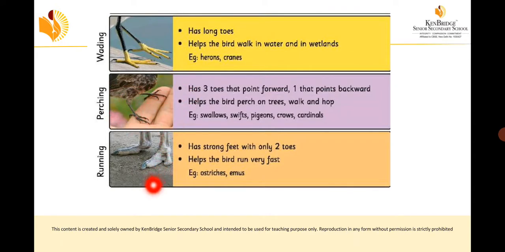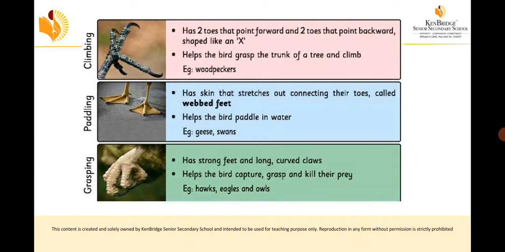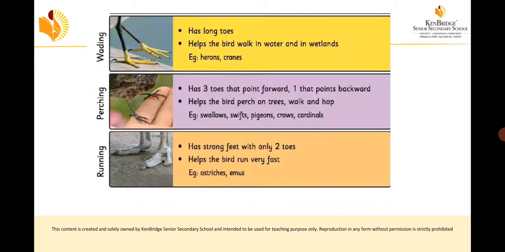Okay. Then running. See the toes, how strong they are. Yes, it has only two toes. It helps to run fast. For ostriches and emus, they have toes like this. It is for running. So these are the six types: climbing, paddling, grasping, next wading, perching, and running.